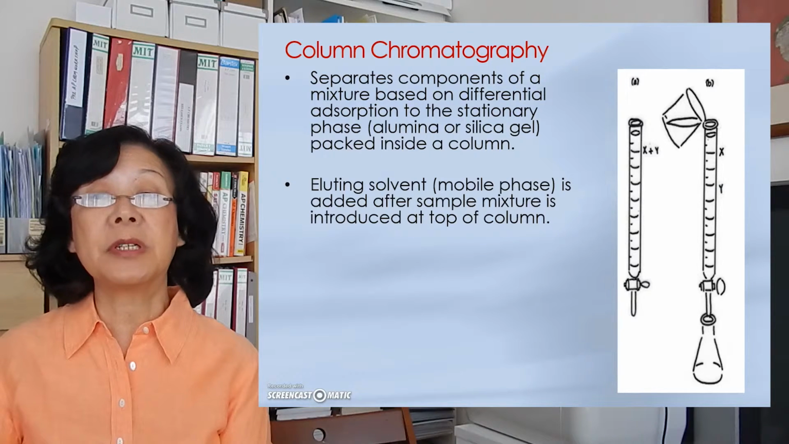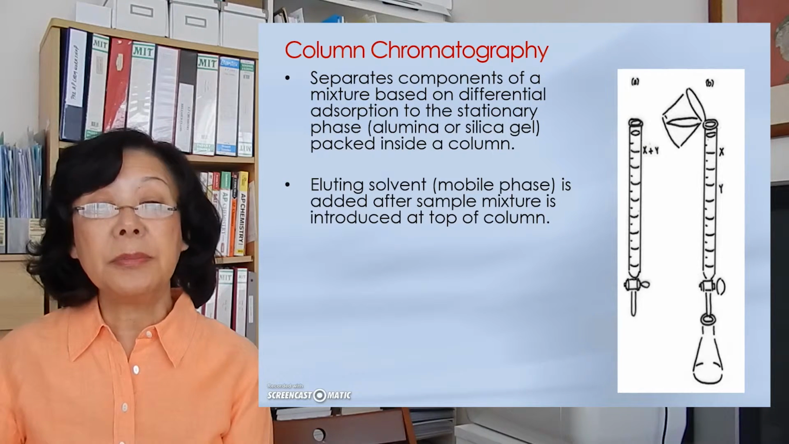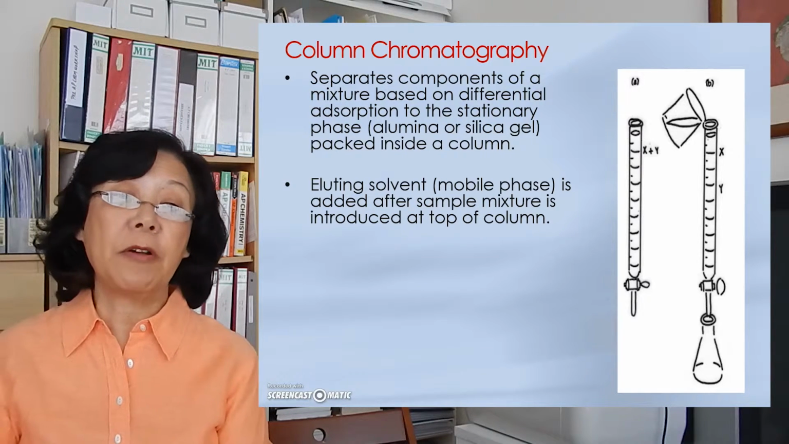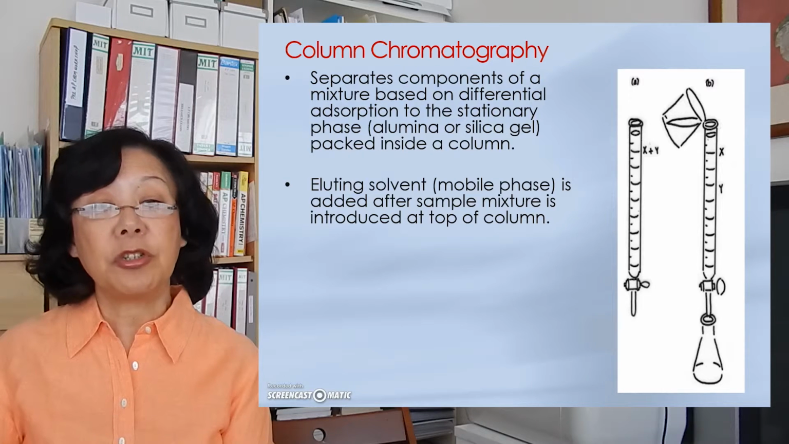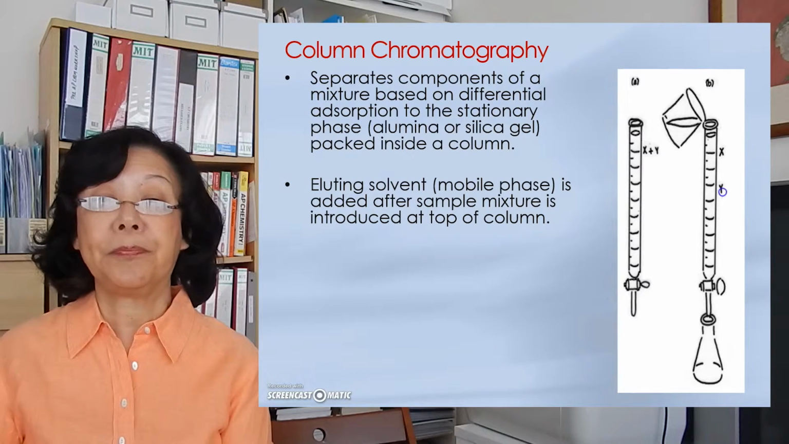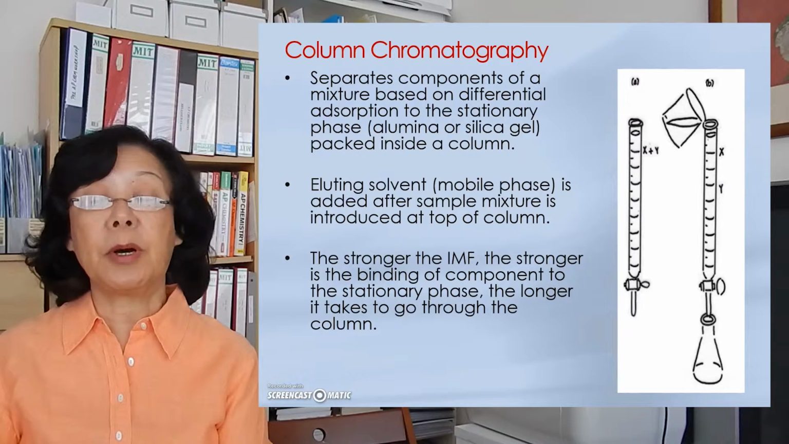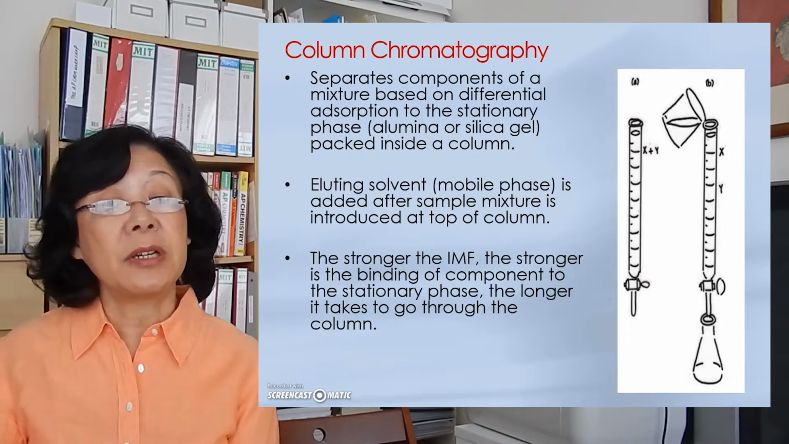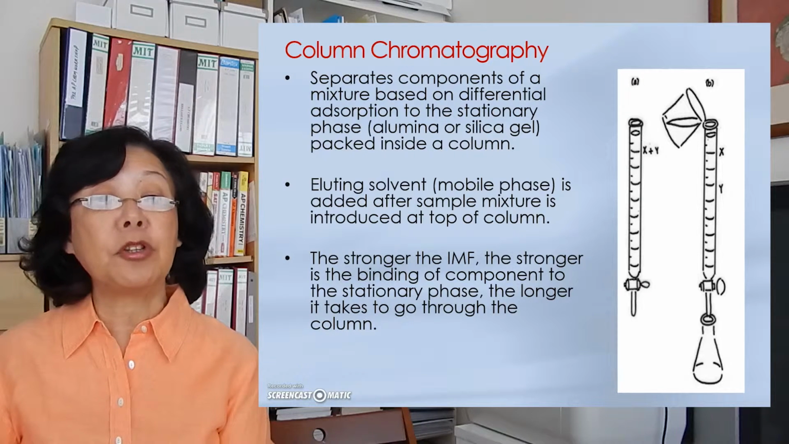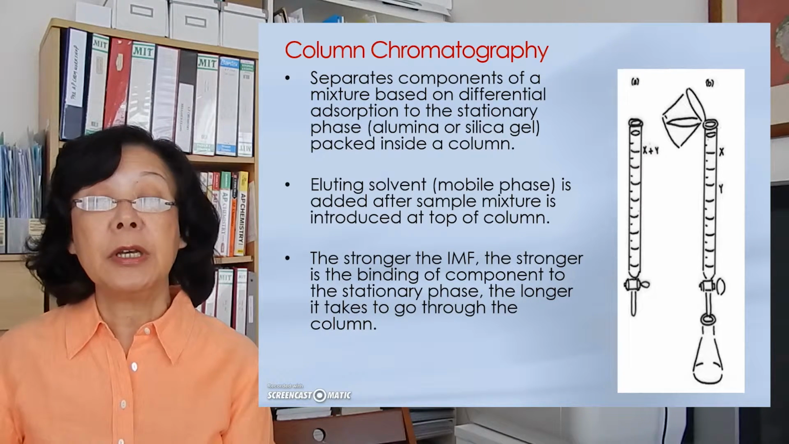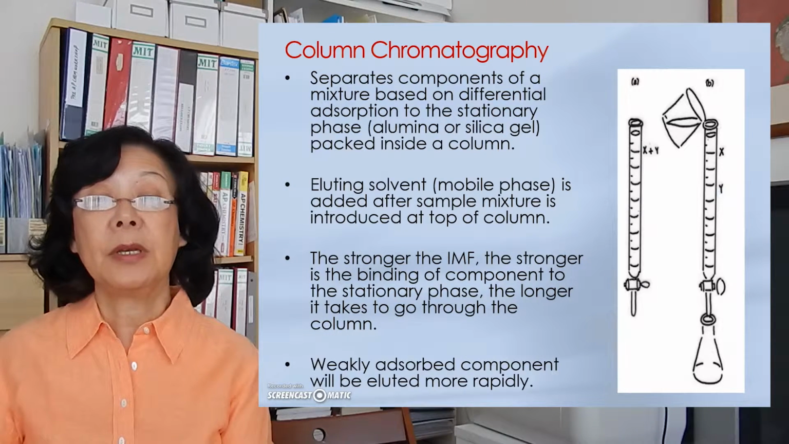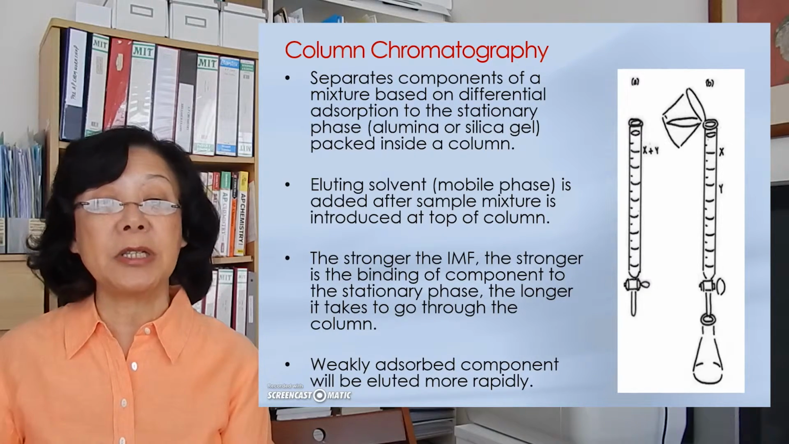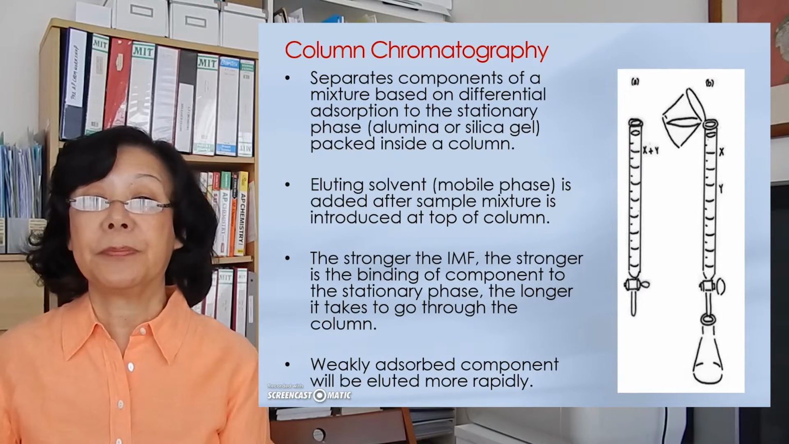Now we pour the sample through the column, and then we pour the eluting solvent, which is the mobile phase, over the sample mixture from the top of the column. The stronger the intermolecular force, the stronger the binding of the component to the silica gel, and the longer it would take for it to go through the column and be received in the flask below. The weakly adsorbed component will then be eluted more rapidly, and by that we can separate components in a mixture.